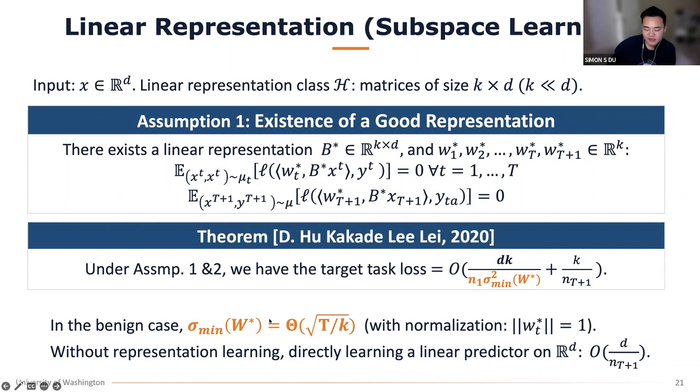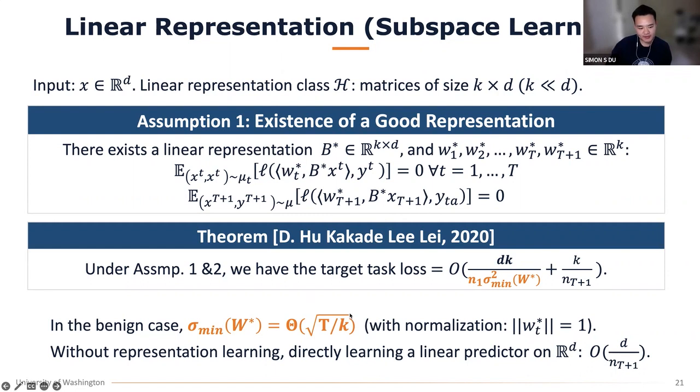In some benign cases, as I talked about, if this singular value goes to zero, and there is some target task that is orthogonal to the space spanned by the W stars, big W star, then you cannot get a good loss. That is indeed true in practice as well. You can verify in simulation that you cannot really learn good representation for those cases. Without representation learning, if you use the N_{T+1} data to learn the linear predictor, remember the optimal predictor is still a linear one, you will get this kind of D over N_{T+1} loss rate.